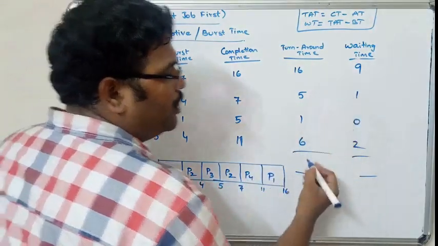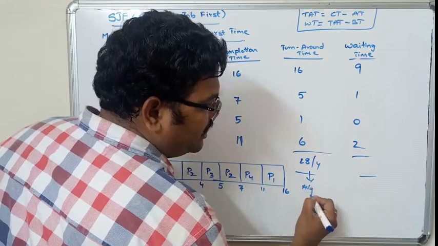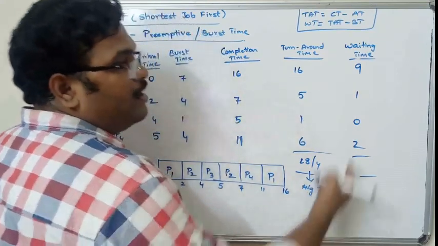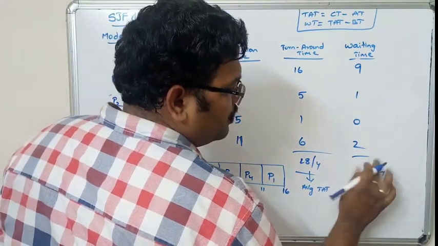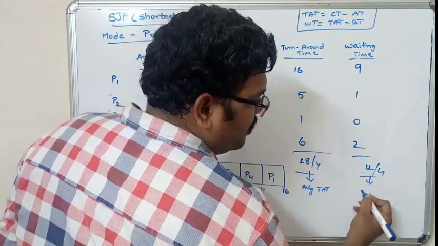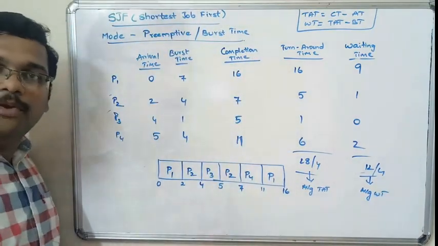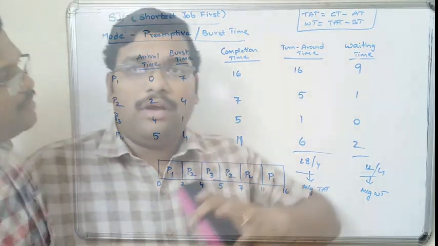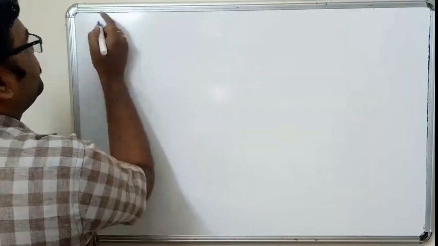16 plus 5, 21, 22, 28 divided by 4. So this is the average turnaround time. Here 9 plus 1, 10, 10 plus 2, 12, 12 by 4 is the average waiting time. Hope you understood this section. Let us have a look at one more scheduling algorithm, that is the priority scheduling algorithm.